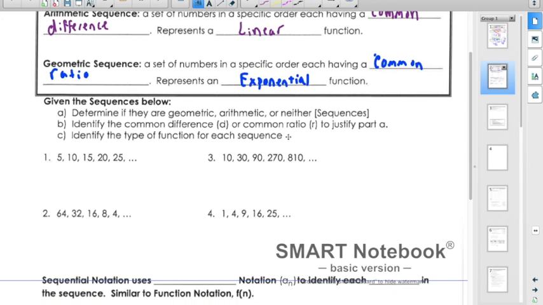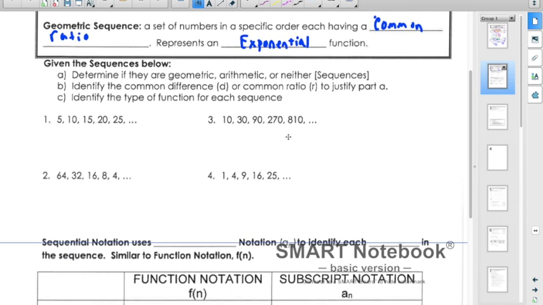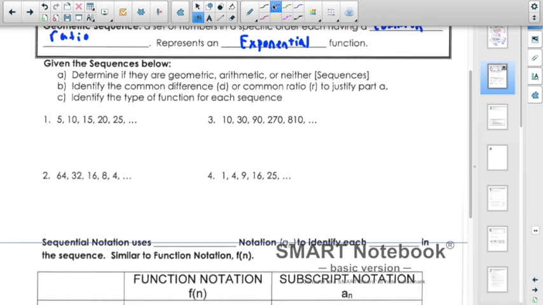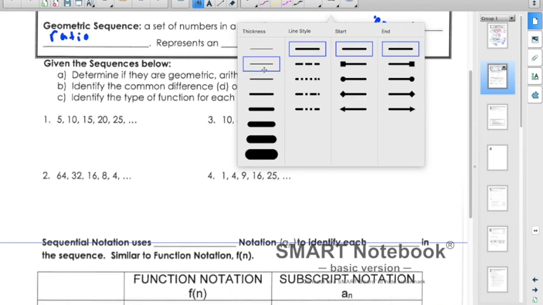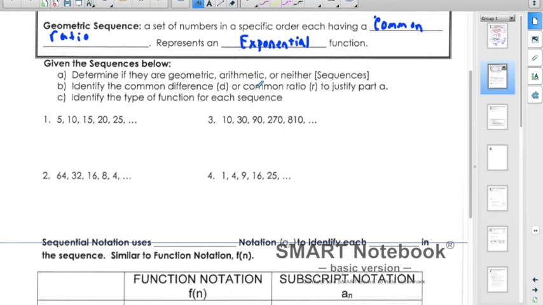Okay. Let's take a look at some examples. 1 through 4. Let's use red for this. Okay. Given the sequences below, it wants us to do 3 things. Part A, determine if they are geometric, arithmetic, or neither. Part B, identify either the common difference or the common ratio to justify part A. And then C, identify the type of function for each sequence.